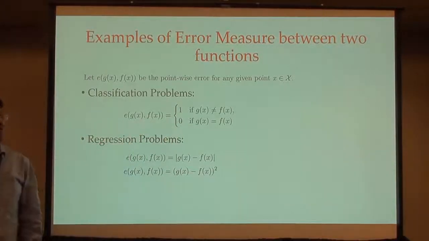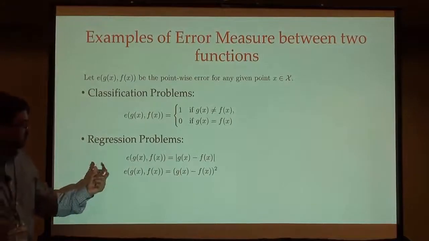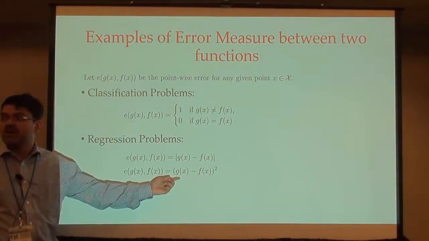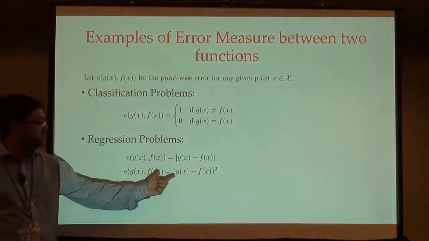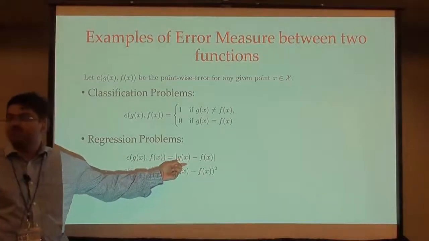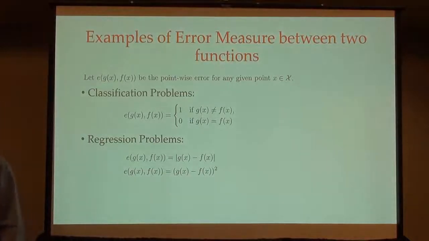So this is just counting the number of times you have made a mistake. Okay? And for regression problems, the bottom one here is your square loss, which you are more or less familiar with. So it is g(x) minus f(x) squared. You can also use the L1 loss or the absolute value loss, which is the absolute value of the difference between the two functions.